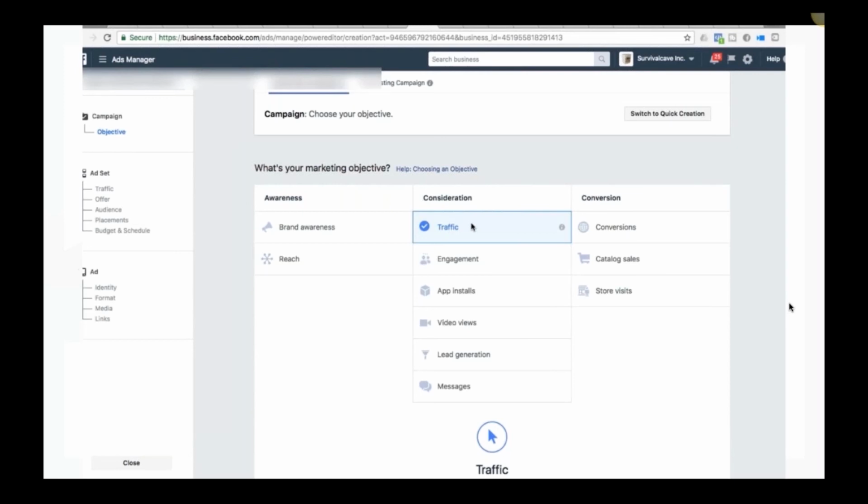If you want somebody to buy your product, you would go over here to where it says conversions. Conversion means they convert, they do something. This would also be used if you're trying to get leads. Let's say you have a download that you want to do, something like that. You would use conversions. So that would be the next thing you would use. I don't use catalog sales. I don't use store visits, neither one of these. So basically, we've narrowed this down to conversions, traffic, or engagement.